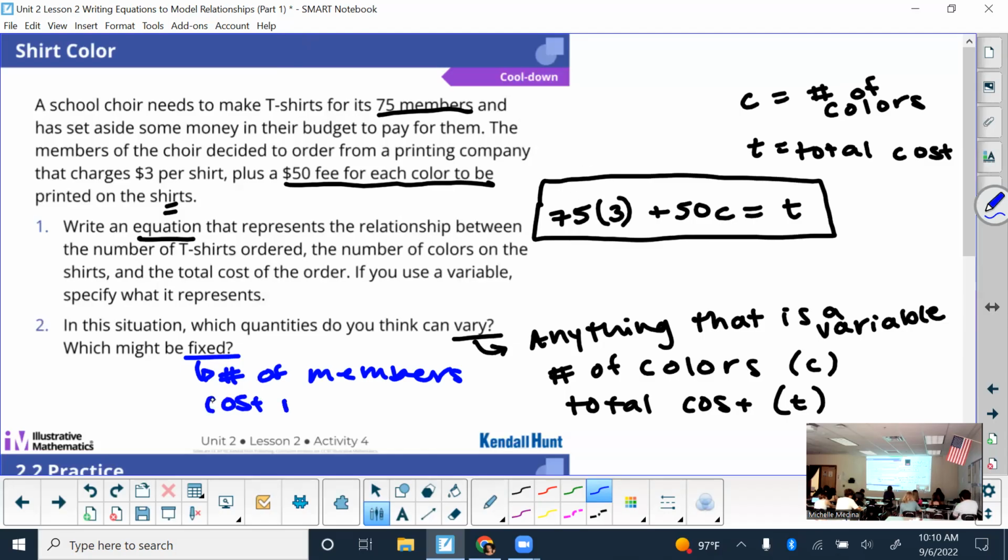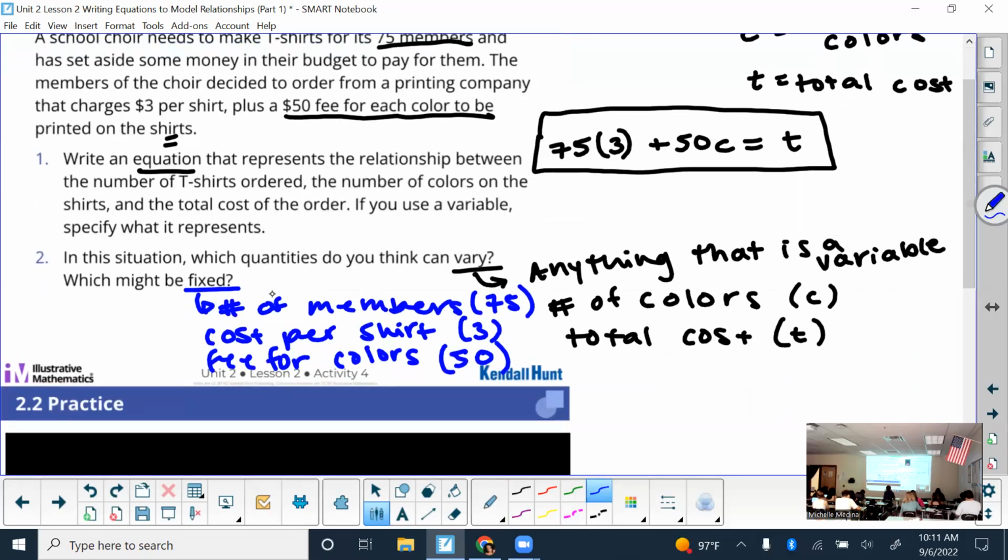The cost per shirt, which is the $3. And anything else? The fee for the color, which we definitely know is the $50. All right, so again, anything that is not a variable is technically fixed unless something weird changes. I would say mostly these two down here, because while the number of members could change, their fees aren't changed. That's what they said they would.